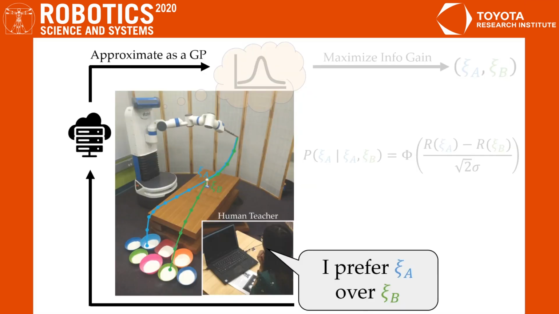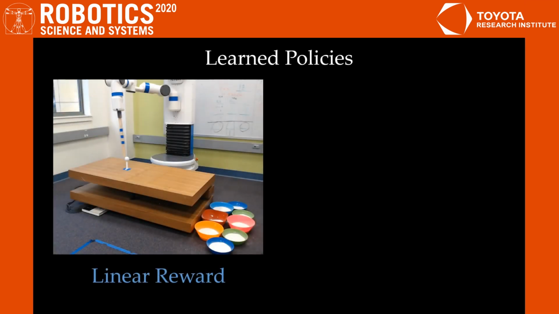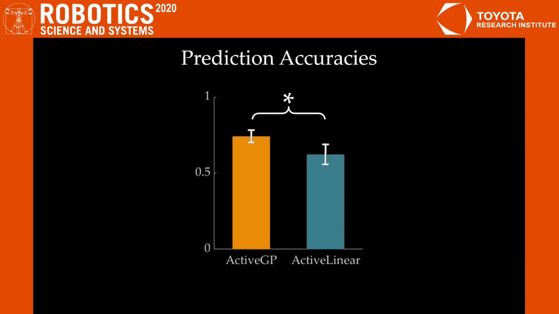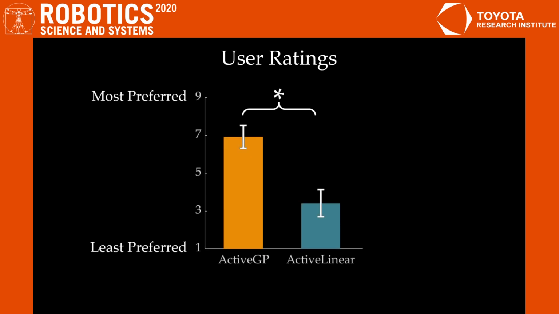Now let's go back to our diagram and look at the learned policies. Again, the linear reward model is unable to generate a good shot, but the GP model efficiently learns the reward function and achieves hitting the desired target. After learning the reward functions, we asked the users randomly generated queries and checked how well the learned reward functions can predict their responses. As you can see, GP modeled reward achieves a higher prediction accuracy, so it's more expressive. We also showed the optimal trajectories with respect to the learned rewards to the users and asked them to evaluate how good the shot is. The users preferred GP reward over the linear reward.